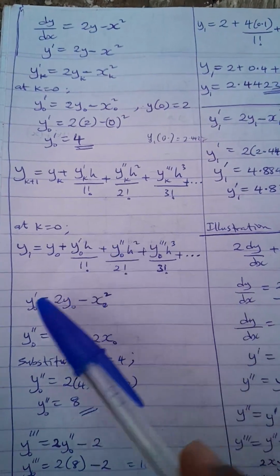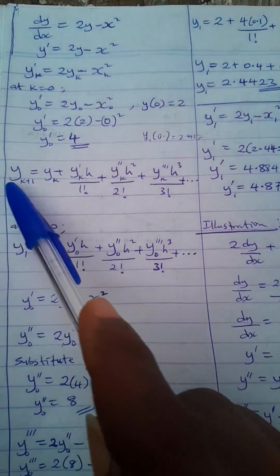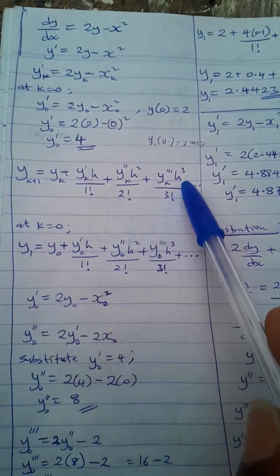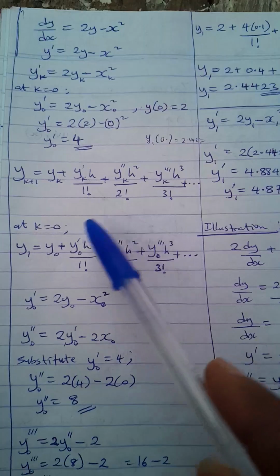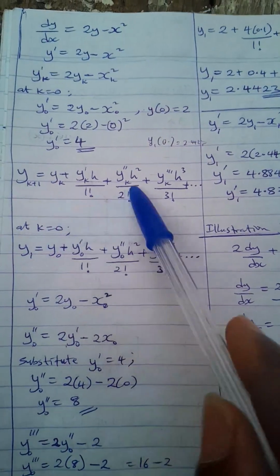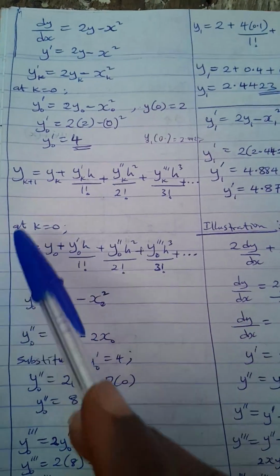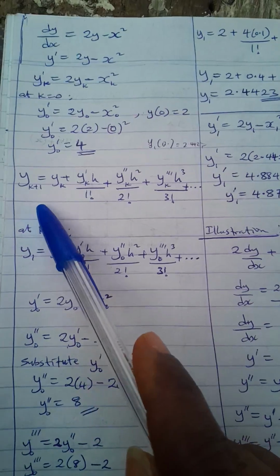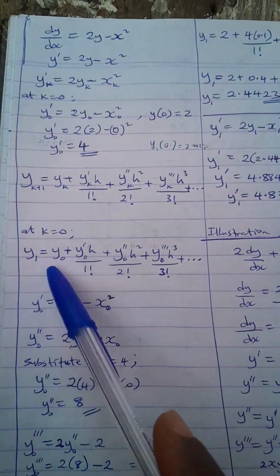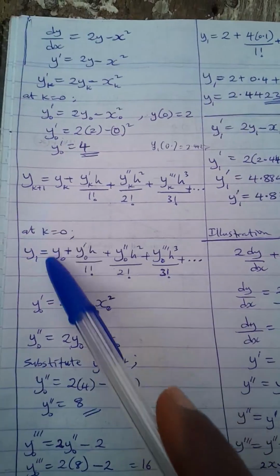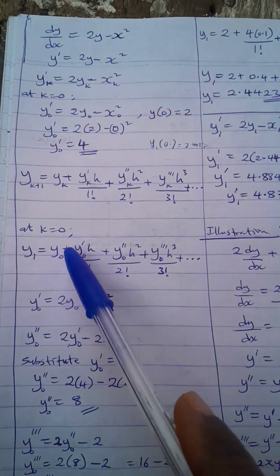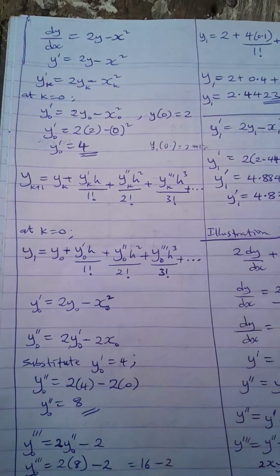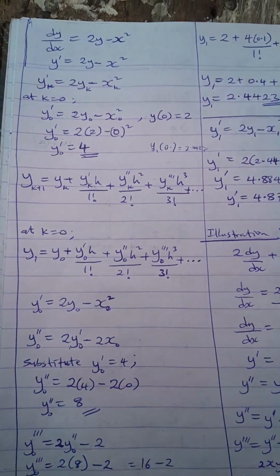Now let's proceed at k equal to 0. Now this is the Taylor series. This is the series we are talking about. So now at k equal to 0 for this Taylor series, you now say this k plus 1 will now be 0 plus 1. So it equals, when you put 0 here, it will be y naught, plus, when you put 0 here, y naught prime h.